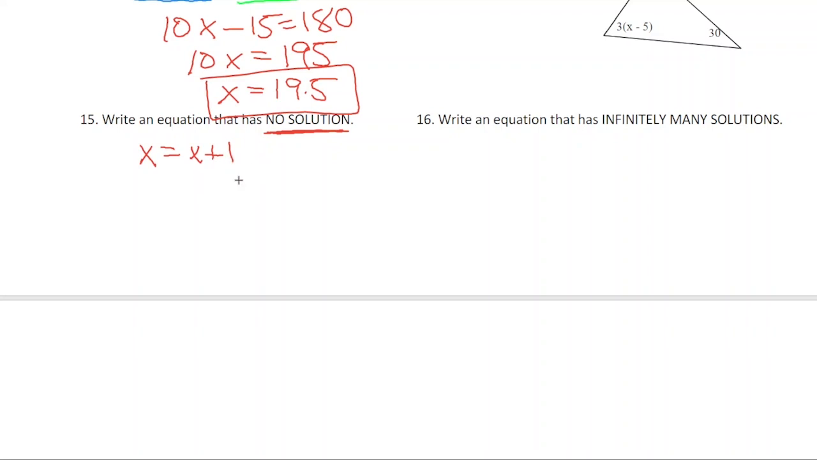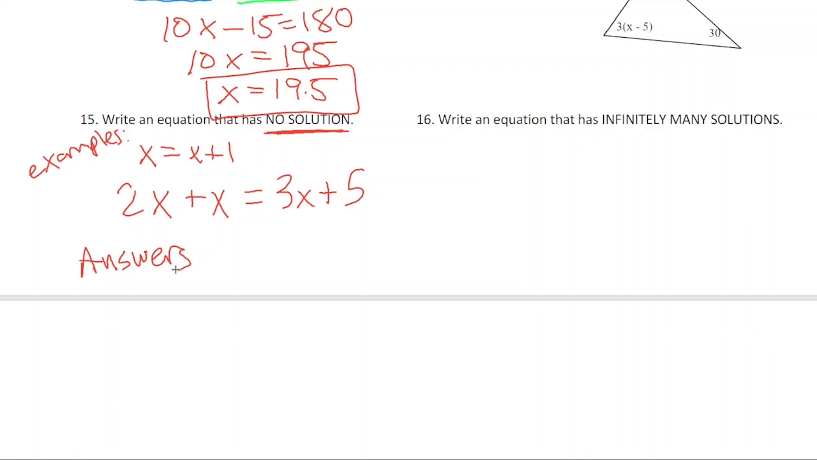So here's one option. You know, here are some examples, okay? You might have something like 2x plus x equals 3x plus 5. You can see how the x's will cancel out. You get 0 equals 5. So maybe, how should I write this? I'll say answers may vary. But either of these will work, or I'd really recommend that you try your own. Set up an equation and then solve it and see if you get no solution.